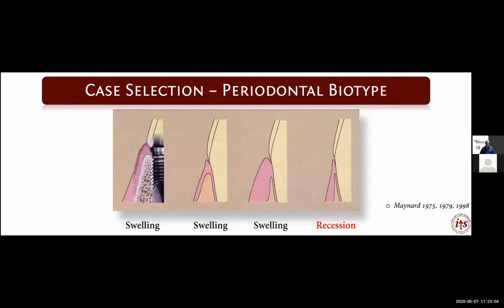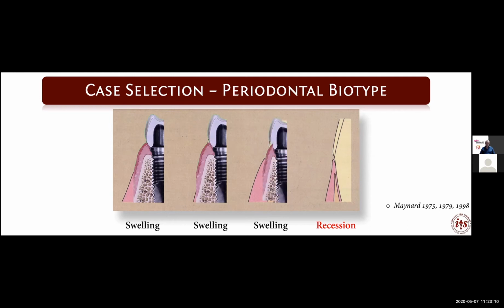The biotype of thin bone and thin tissue is best treated maybe with soft tissue grafting. This may change the biotype into a thick tissue with thin bone and provides the possibility of a bone grafting procedure, but it's very marginal in its success rate.